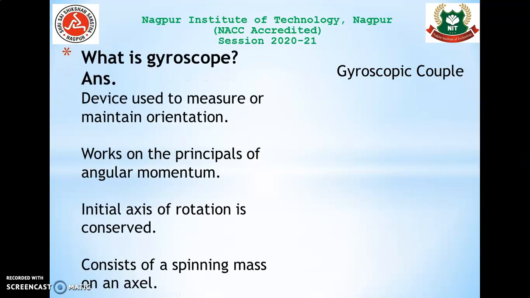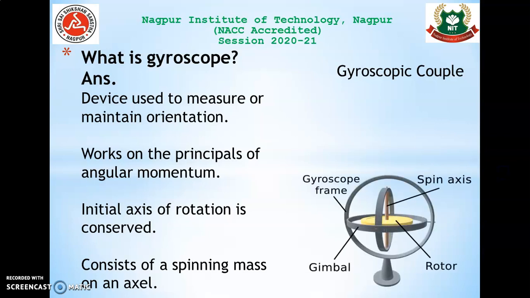The first question which arises in our mind is what is a gyroscope? The answer to this question is it is a device used to measure or maintain orientation. It works on the principle of angular momentum, and the initial axis of rotation is conserved. It consists of a spinning mass on an axis.